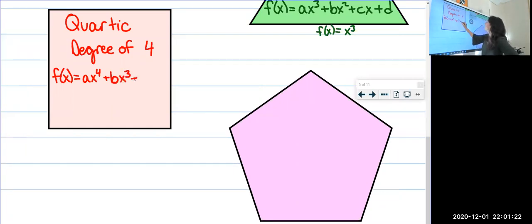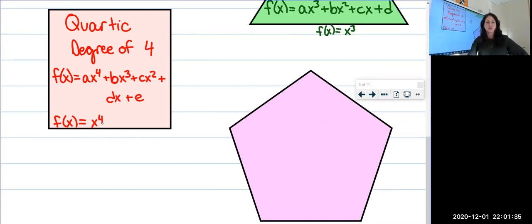So bx cubed, bx squared, bx, and then e. However, the absolute lowest that you need, the minimum requirement, is to say x to the 4th. If you've got x to the 4th, it automatically qualifies as quartic no matter what else is there. Okay, now that has to be the highest power. If you go above 4, it changes, but the minimum requirement for quartic is 4.